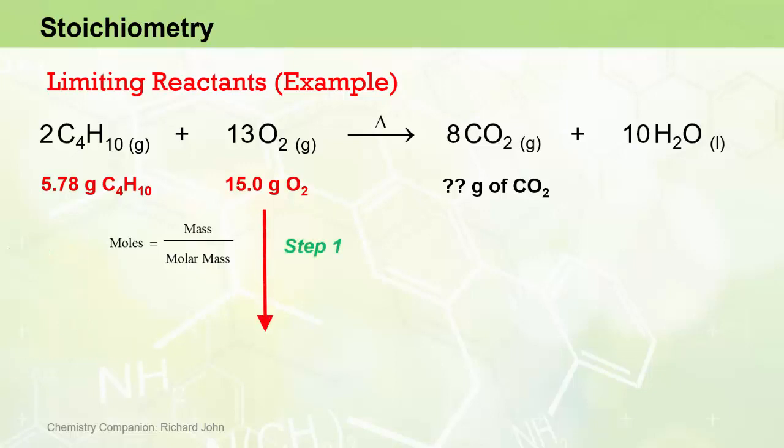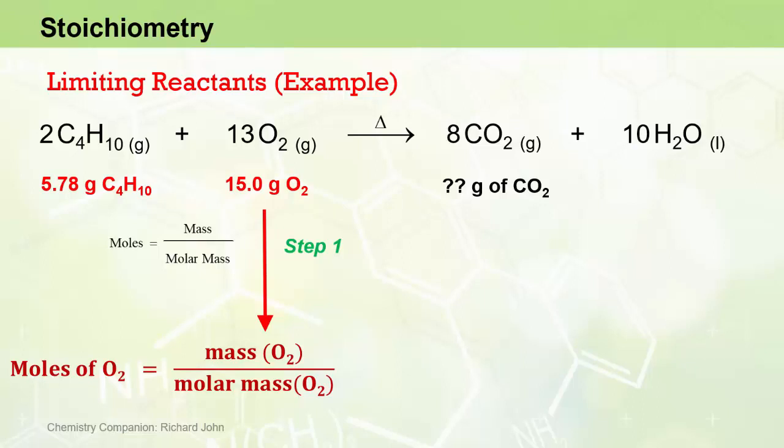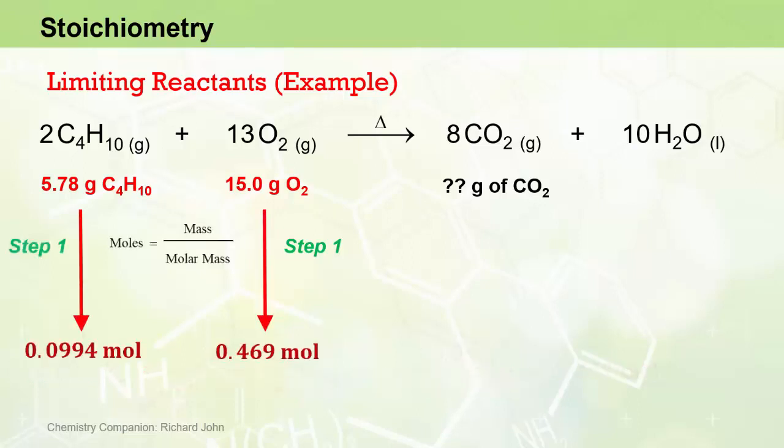We can now carry out step 1 for oxygen. The moles of oxygen equals the mass of oxygen divided by the molar mass of oxygen. We've got 15 grams of oxygen, and the molar mass of the O2 molecule, which has 2 oxygen atoms, equals 32.00 grams per mole. Remembering again, we need to refer to the periodic table to do this calculation of molar mass. Plugging these numbers into our calculator, we get 0.469 moles of oxygen from our 15 grams of oxygen.